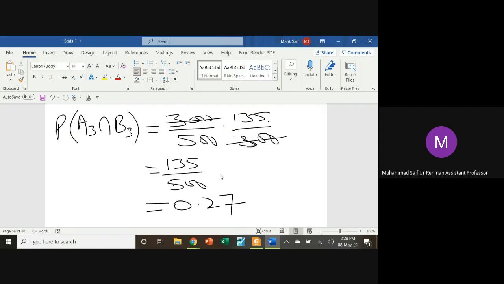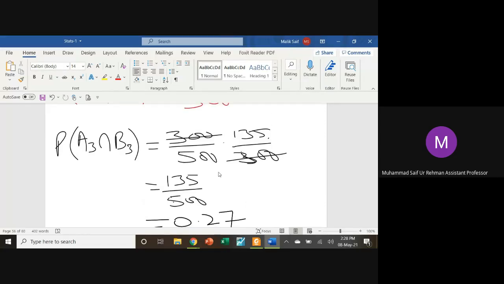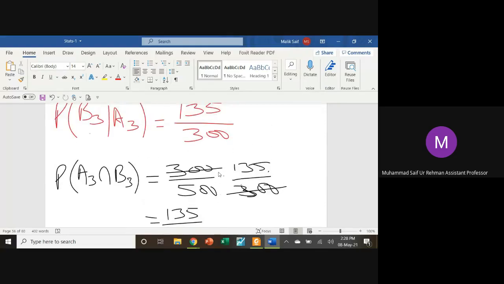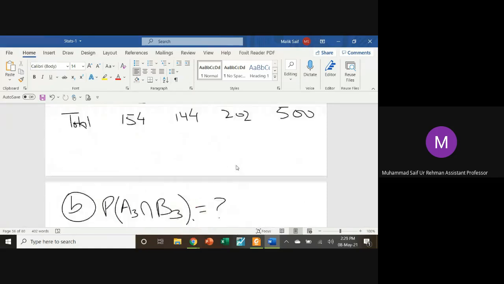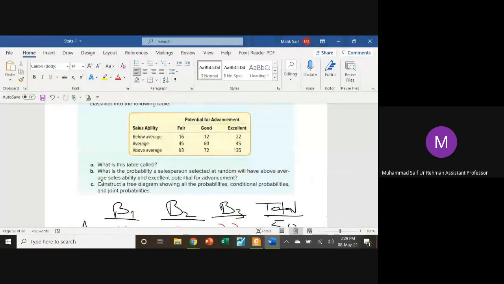So you could say that there is a 27% chance that a randomly selected salesperson will have above average ability of sale, and at the same time have excellent potential for advancement in his career. Understand? So in this way, you will answer part B.